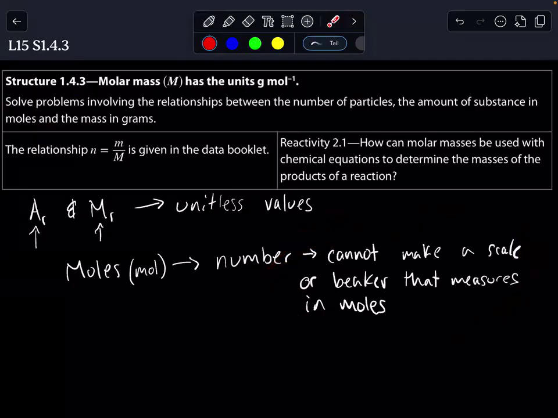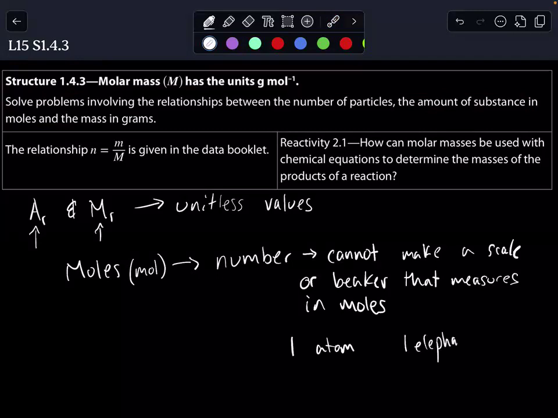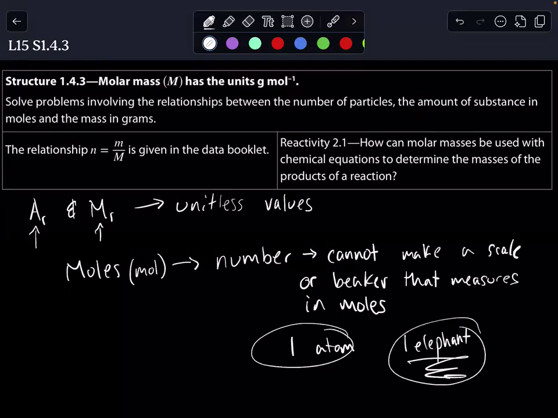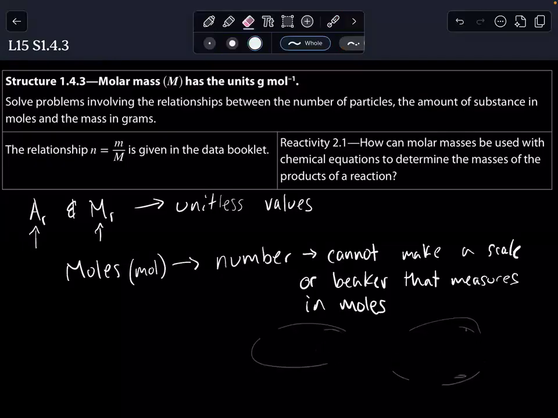If I have one atom or one elephant, I mean, one elephant weighs a lot more, but I'm still measuring one of something. You have to remember a mole is a number. So a mole of atoms and a mole of elephants have two completely different weights, have two completely different volumes. So we can't really use mole as a tool of measurement within a lab.